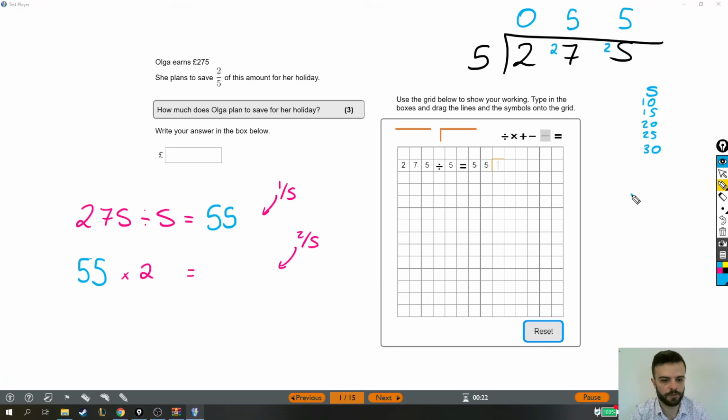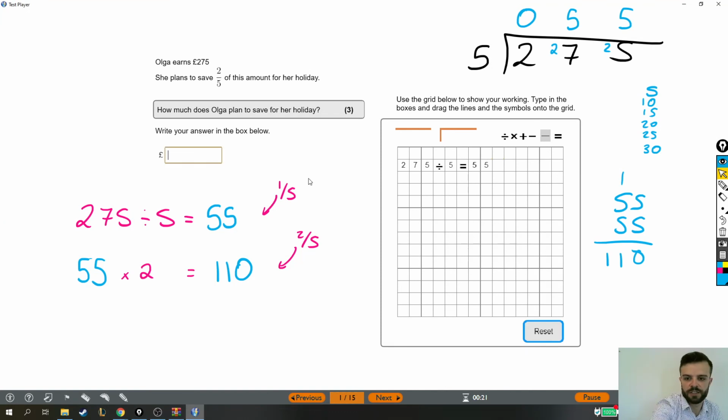You can do 55 times 2 lots of different ways. I'm just going to add two 55's together. 5 and 5 is 10, so 0 carry 1. 1, 5 and 5 is 11, so the answer to this is 110, and that's what 2/5 of 275 is.